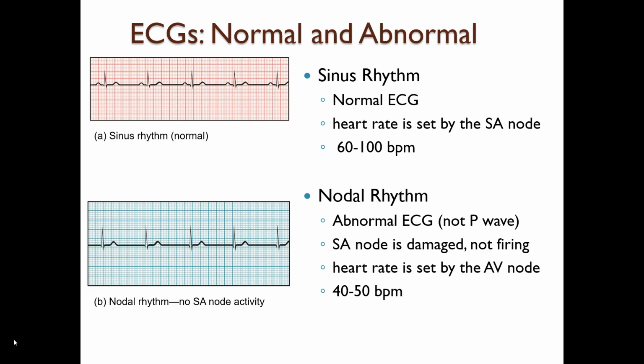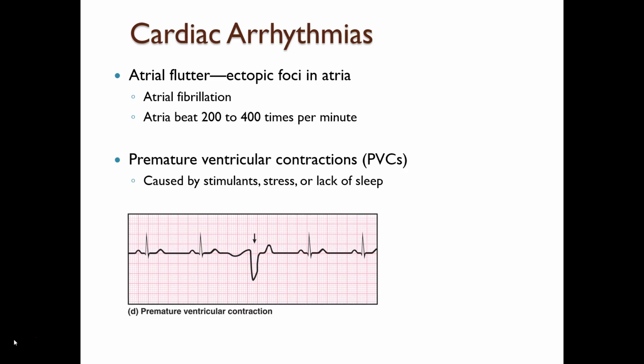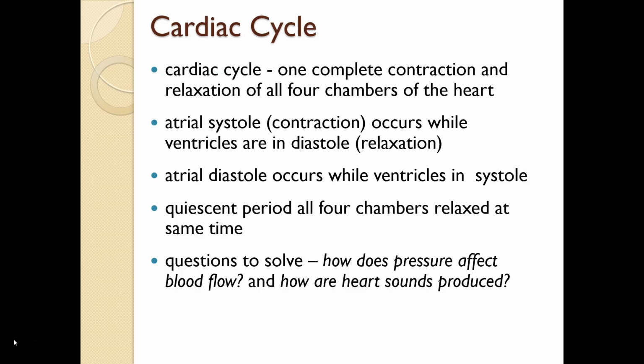All right, cardiac cycle. The cardiac cycle is one complete contraction and relaxation of all four chambers of the heart. Atrial systole, we just went over this a moment ago: when the atria contract, the ventricles are in relaxation. So you're not going to have the atria and ventricles contracting simultaneously. And then the quiescent period is when all four chambers are relaxed at the same time.